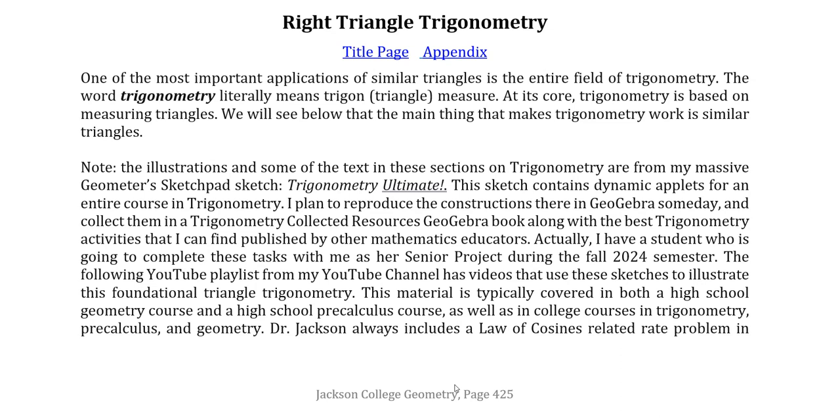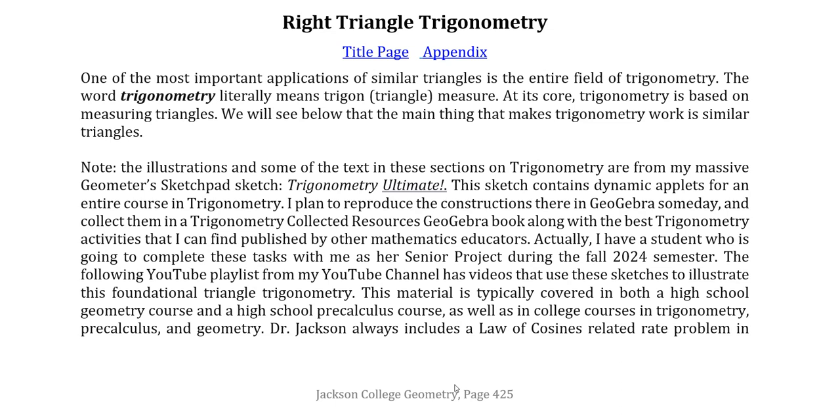We continue our looking at similar triangles, and this leads us to one of the most important applications of similar triangles, and that's the entire field of trigonometry. The word trigonometry literally means trigon or triangle, measure, and at its core, trigonometry is based on measuring triangles. And we're going to see below, as we go through the next series of several videos, that the main thing that makes trigonometry work is similar triangles.